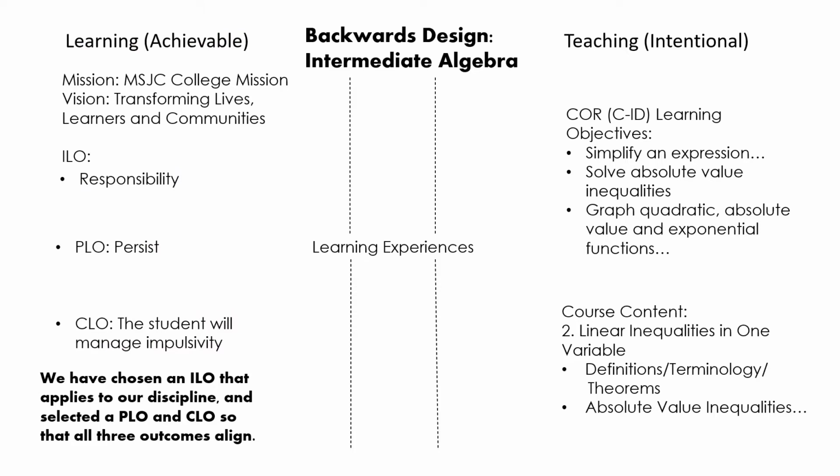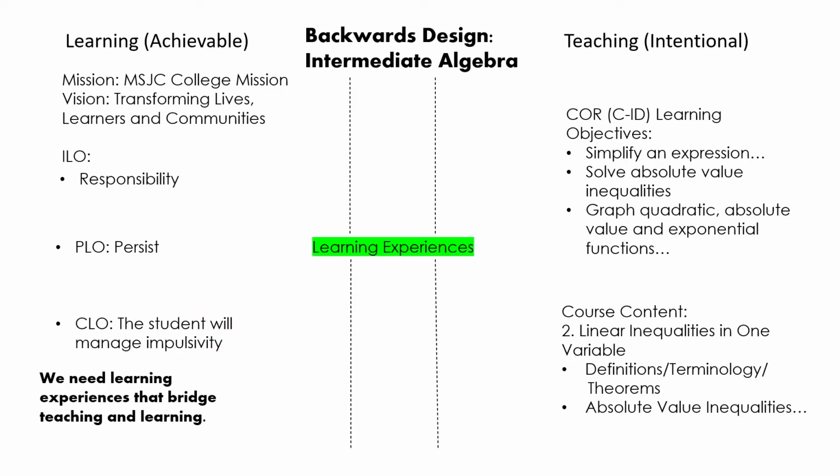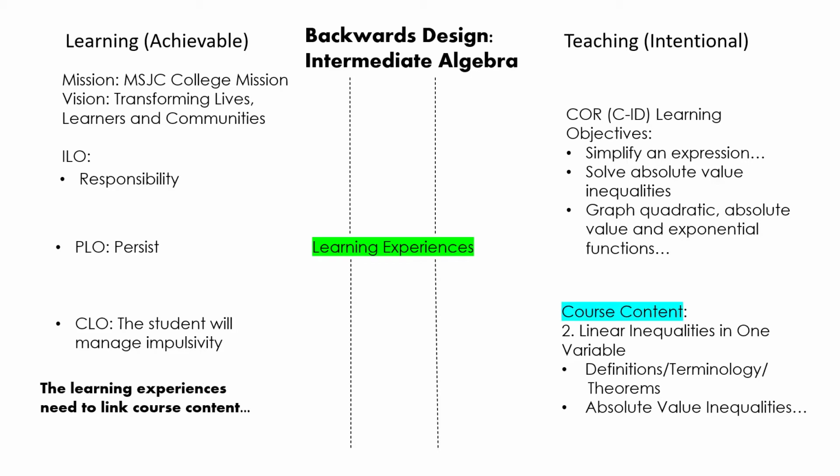To finish and win the game, we need learning experiences that bridge learning and teaching, delivering the course content, fulfilling the course objectives, and imparting the CLO managing impulsivity. It is the more difficult content and more challenging course objectives that demand persistence for student success. In this course, solving absolute value inequalities is an example.